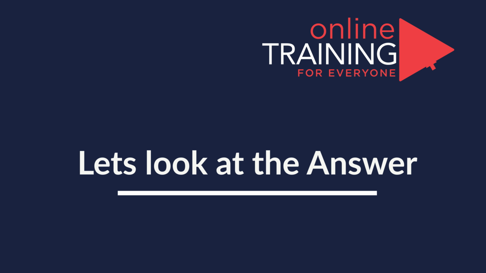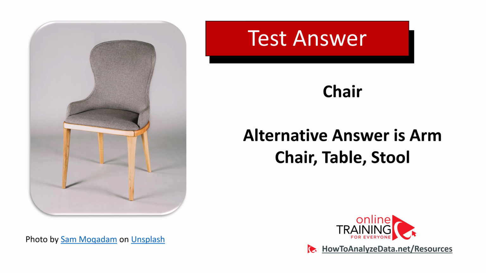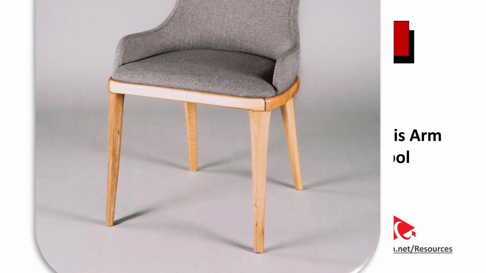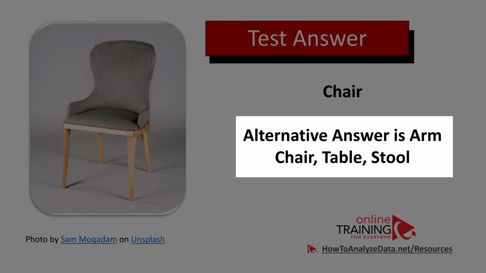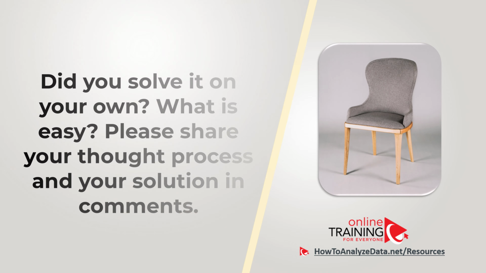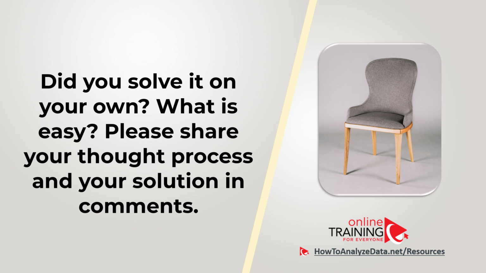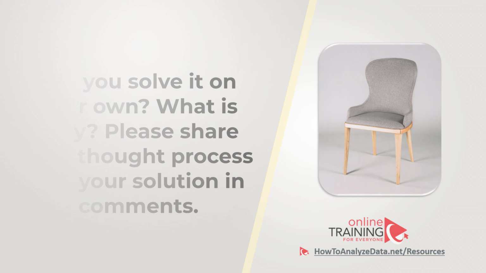Did you figure it out? Let's continue to see how we can solve this challenge and get to the correct solution together. As you might have figured, the answer is chair, and the alternative answer could be armchair, table, or stool. Hopefully you figured it out on your own and now know how to answer similar problems on the test.